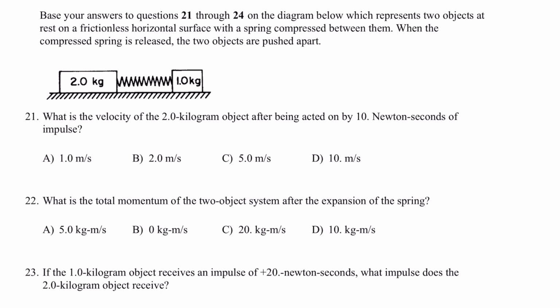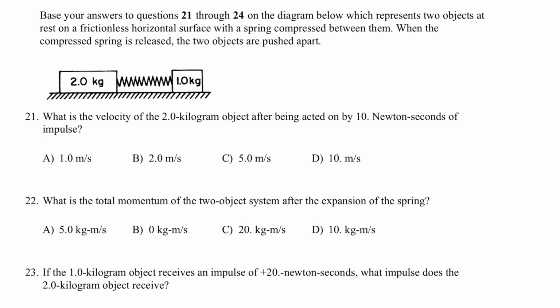Base your answers to questions 21 through 24 on the diagram below, which represents two objects at rest on a frictionless horizontal surface with a spring compressed between them. When the compressed spring is released, the two objects are pushed apart. 21. What is the velocity of the 2 kilogram object after being acted on by 10 Newton seconds of impulse?